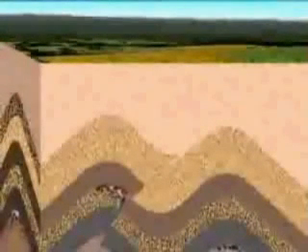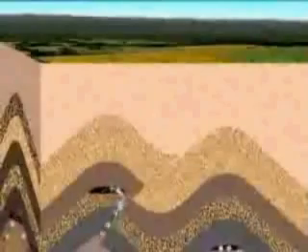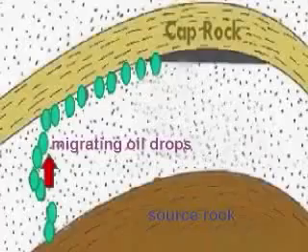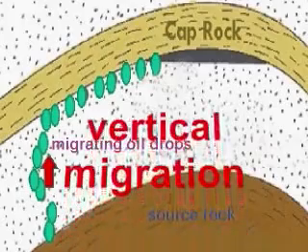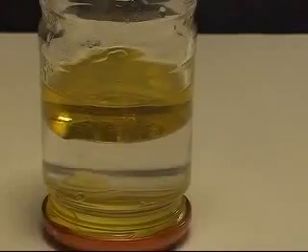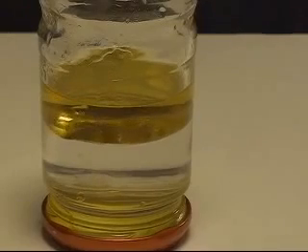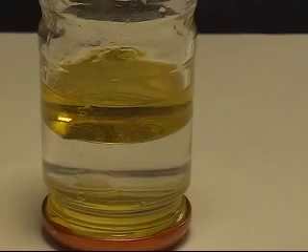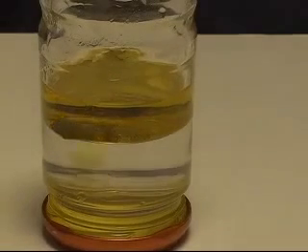As these drops are formed, they begin to move upward out of the source rock into the water, which moves it further up. This is called vertical migration. Here is the reenactment. You can see how drops of oil form and then push upward, caused by buoyancy pressure or density differences between oil and water.